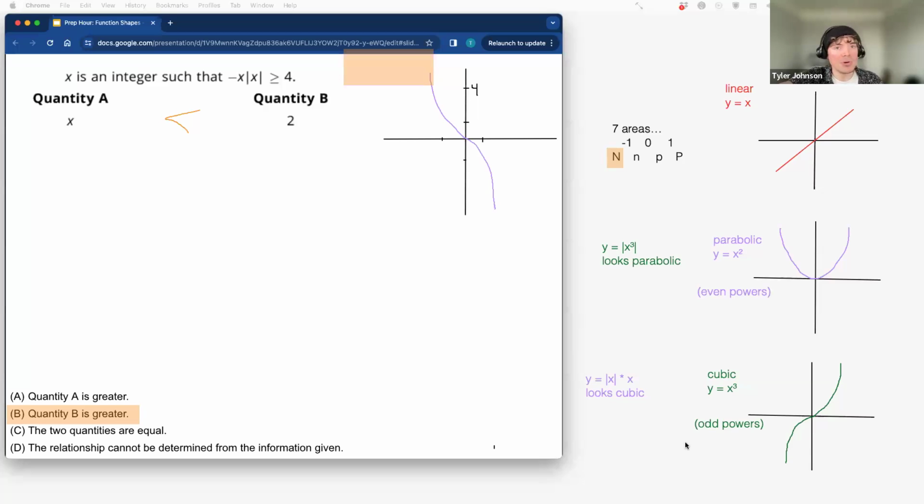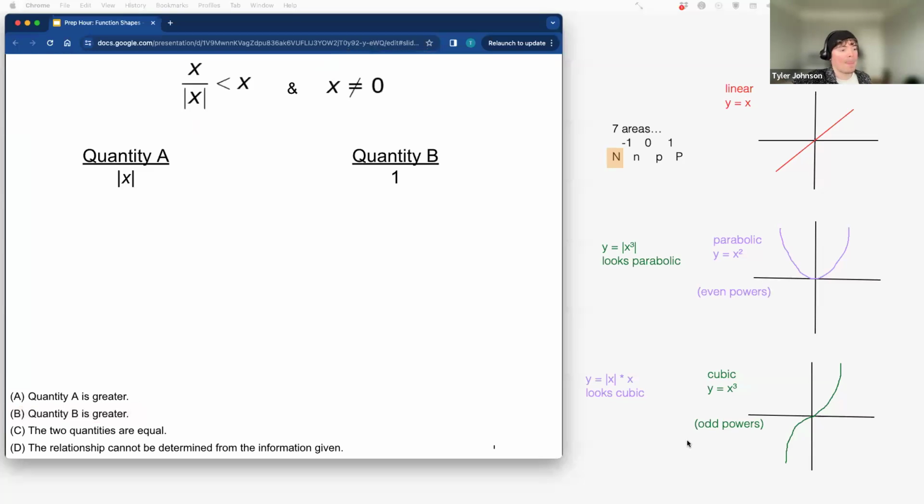Let me show you one more of these, and then we're going to start wrapping up. Try this one.